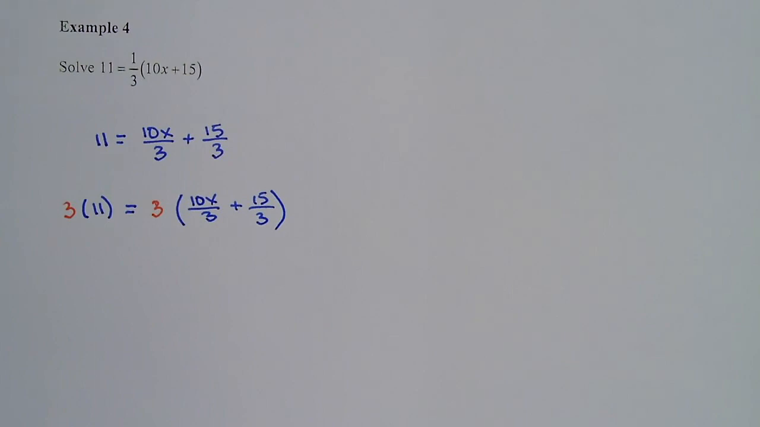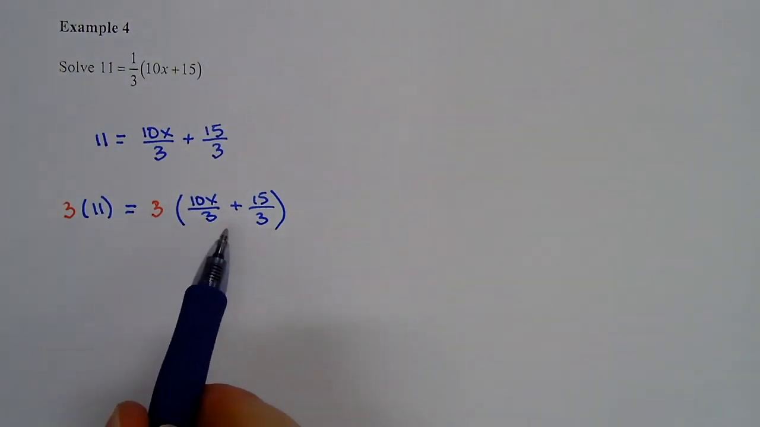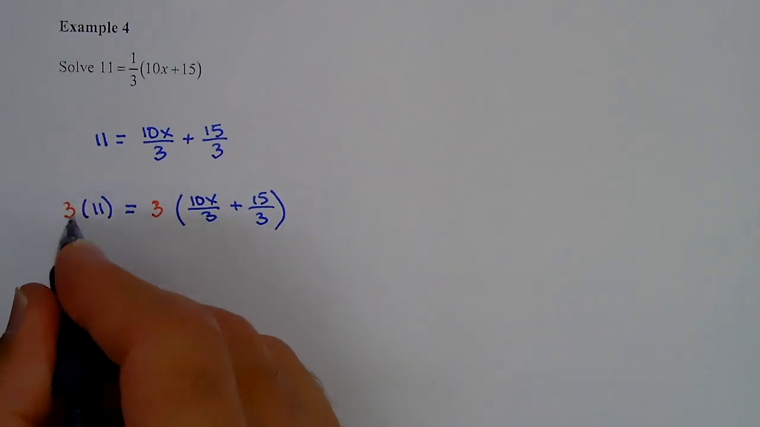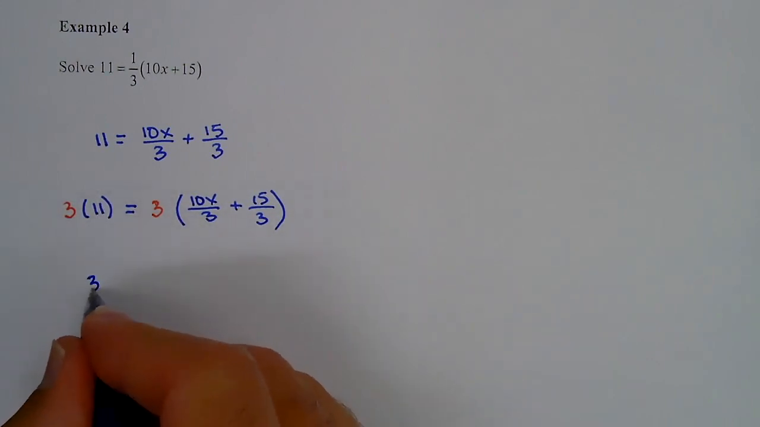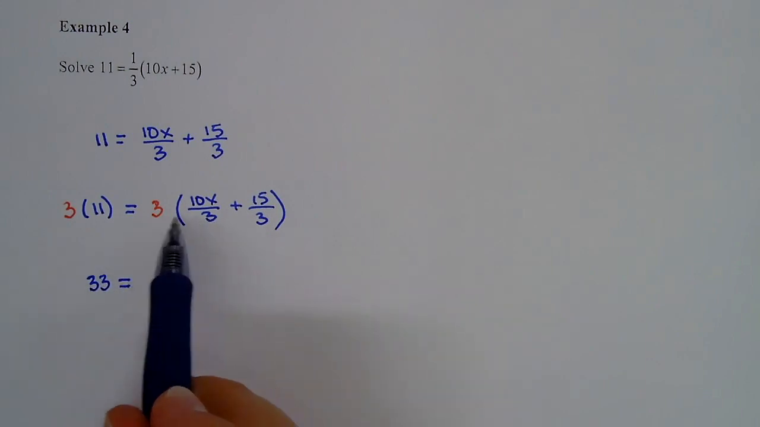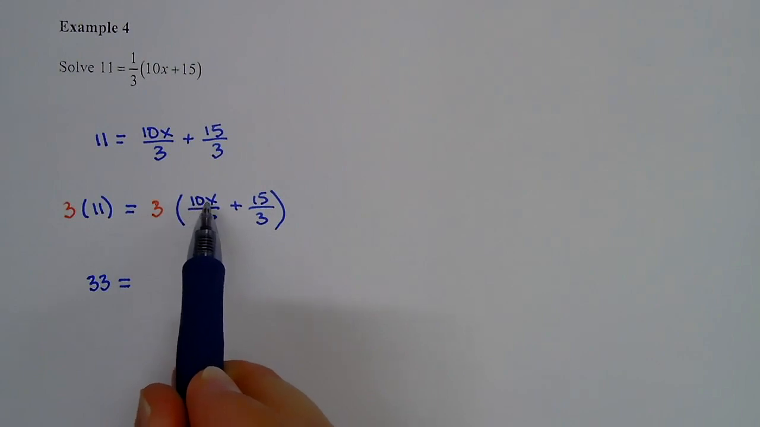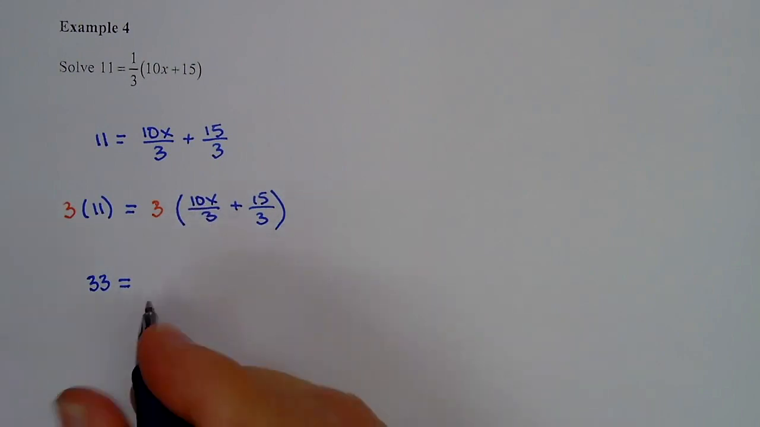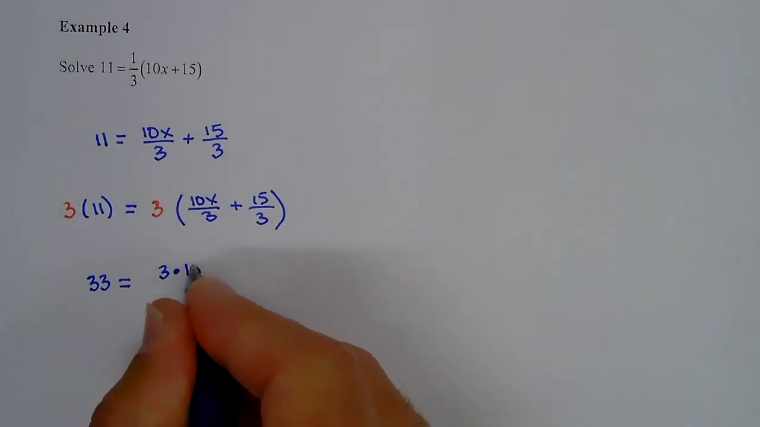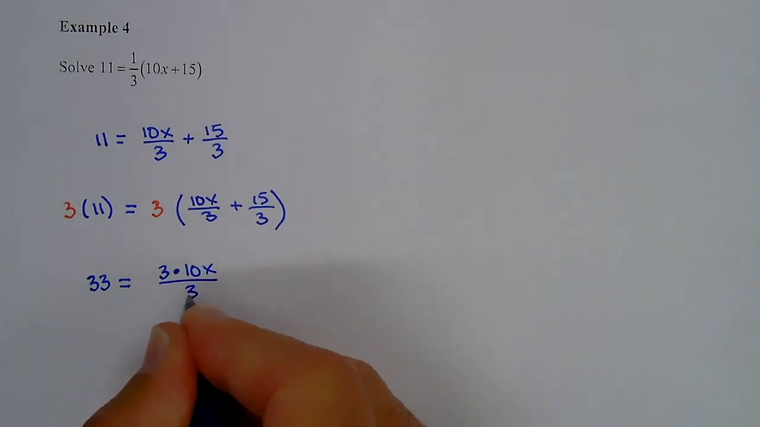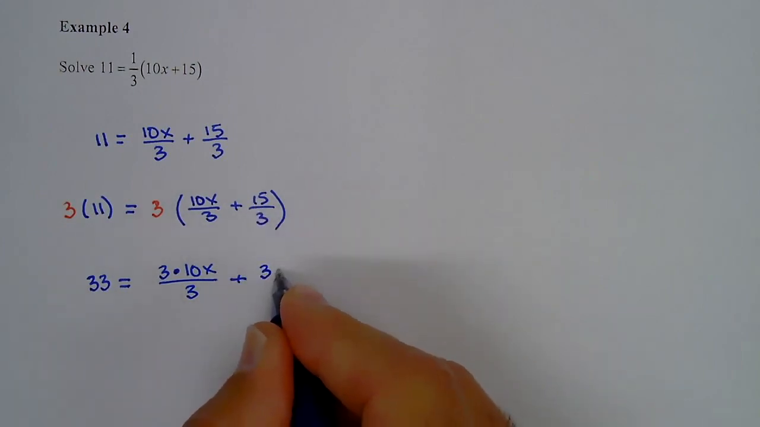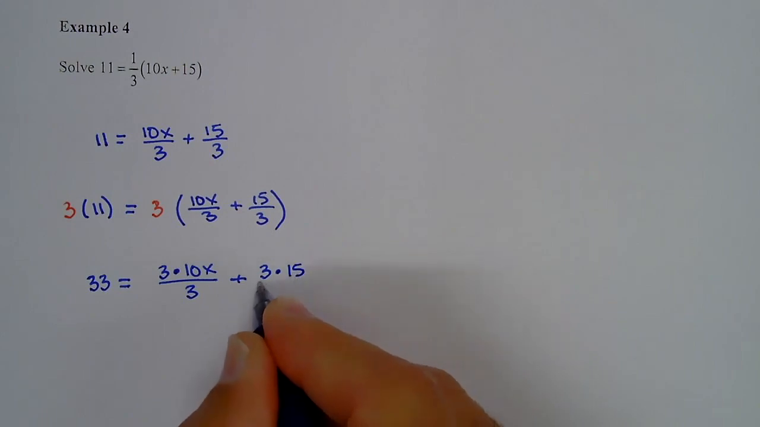Now, what we have to do on this side is the distributive property again. So this left-hand side becomes 3 times 11, which is 33, is equal to 3 times 10x over 3. I'm not going to actually multiply. I'm going to write it as 3, with a dot for multiplication, times 10x over 3, and then plus, same thing here, 3 times 15 over 3.